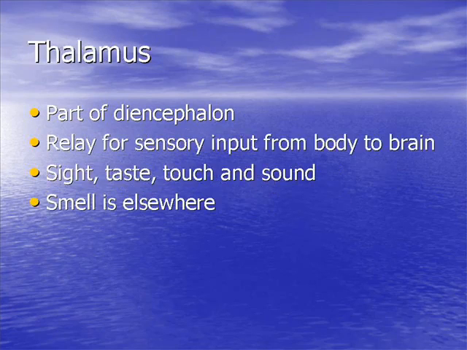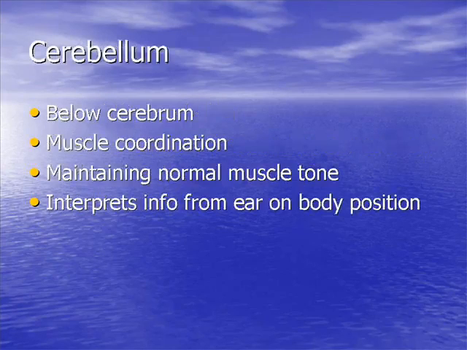Now the thalamus, as mentioned before, is the other part of the diencephalon, and it is a relay for sensory information from your body to the rest of your brain. Now sensory information meaning things like sight, taste, touch, and sound. Smell, that information is processed elsewhere in your brain.